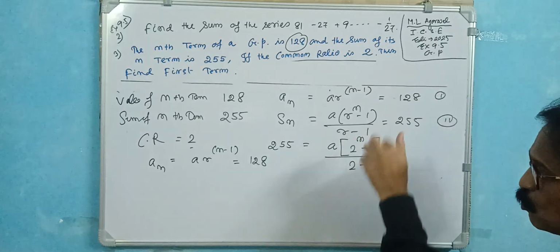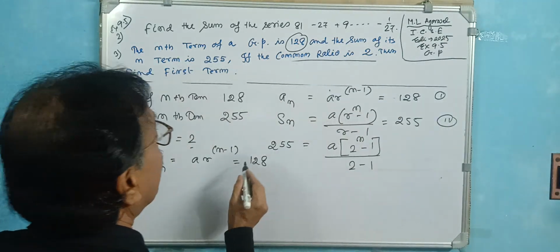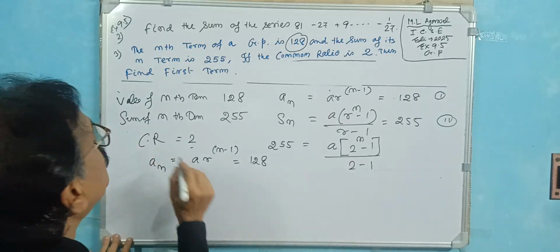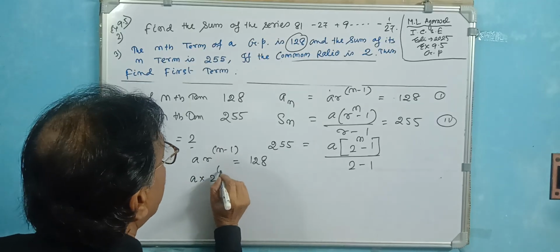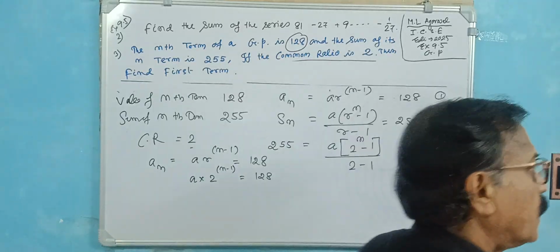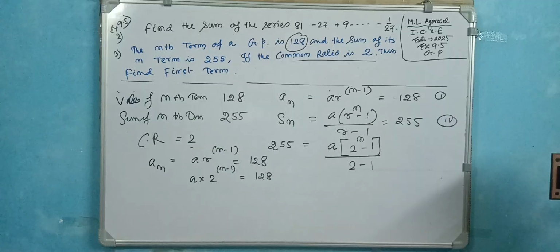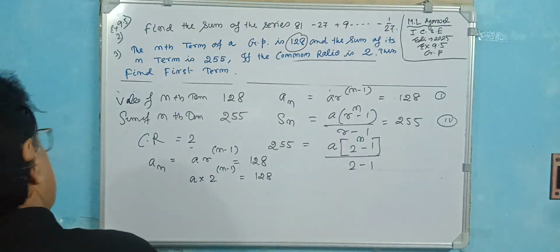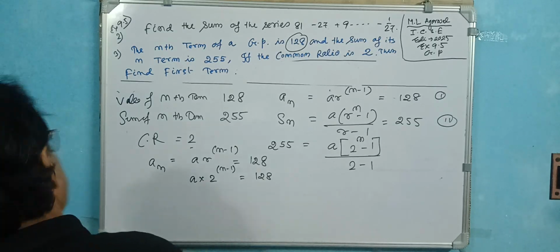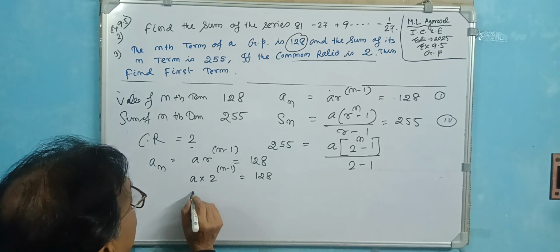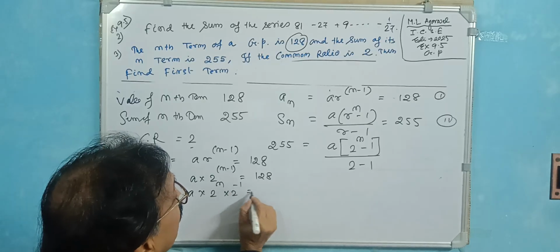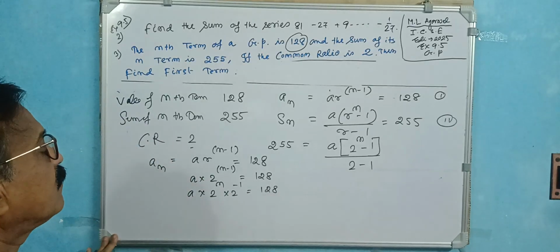Or you take the value of 2 to the power n. From here, a into r is 2 to the power n minus 1. That is a very interesting sum. Here a, you know, the index is 2 to the power n and here is 2 to the power minus 1. That is 128. Okay.